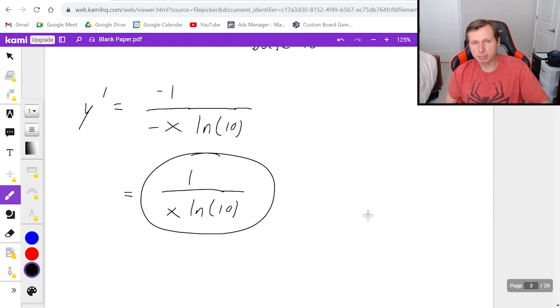So hopefully these problems made sense to you. One last thing I'll mention is there is another topic in calculus called logarithmic differentiation. That is not this. This is just derivatives of logs. Logarithmic differentiation I'll cover in a different video.